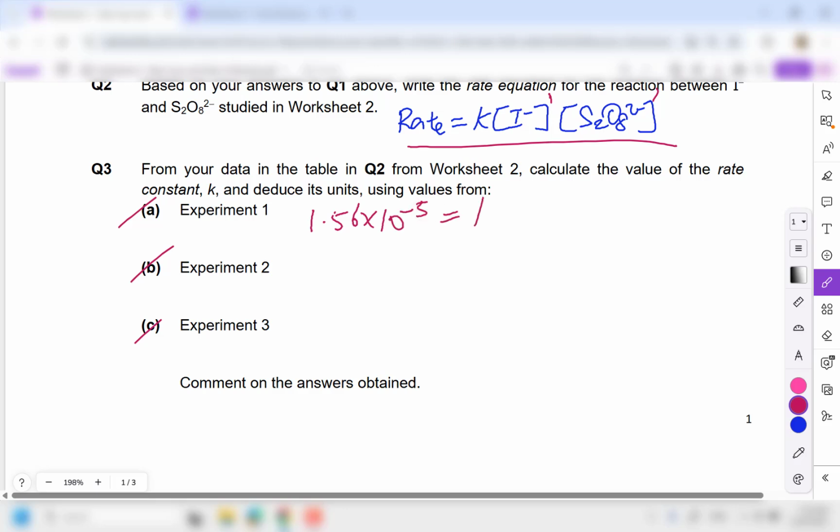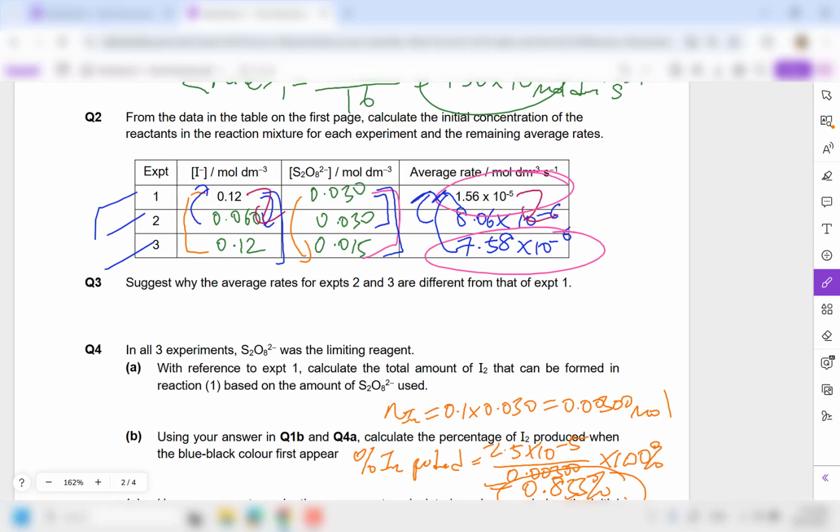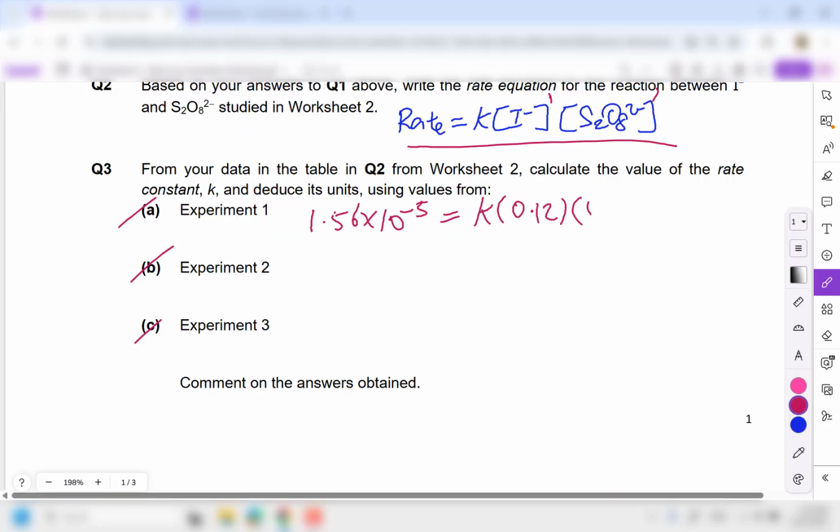is equal to the rate constant, then the concentration of iodide is 0.12, then the concentration of peroxydisulfates is 0.030. Then after that I will make K the subject, and punch my calculator. I'm going to get a numerical value of 4.33 times 10 to the power minus 3.